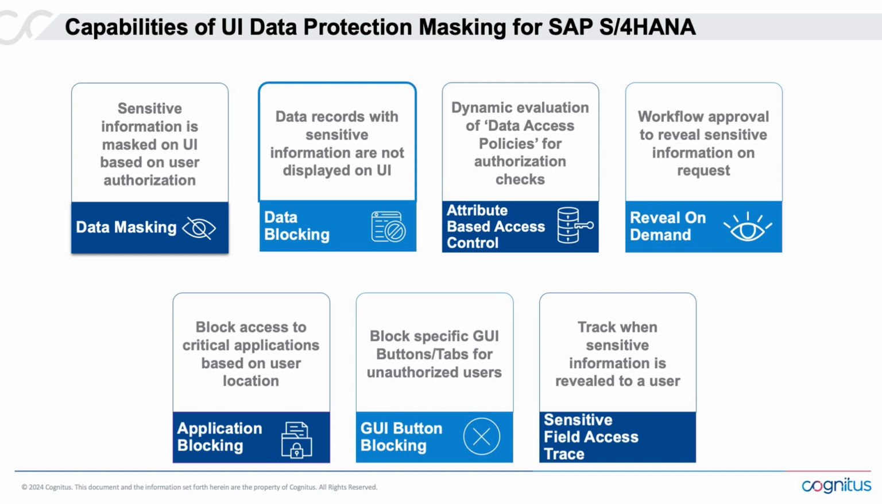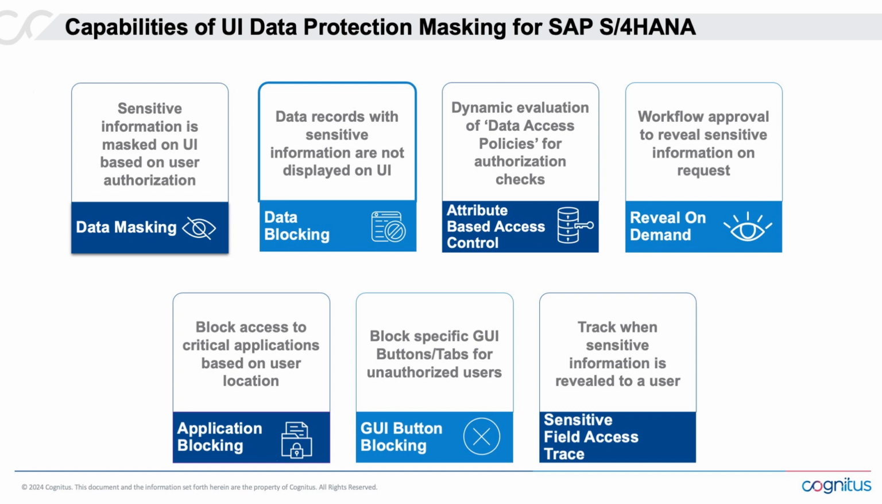Then we have reveal on demand. So now, certain sensitive information can be set up to be temporarily revealed on demand, and this can be enabled with the use of a workflow approval. So the supervisor may take a look at the request for reveal of sensitive information, and they can take a decision whether it should be allowed or not.